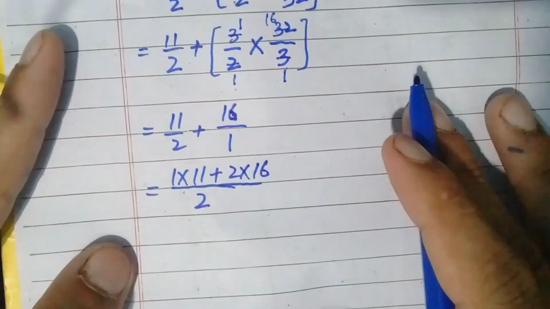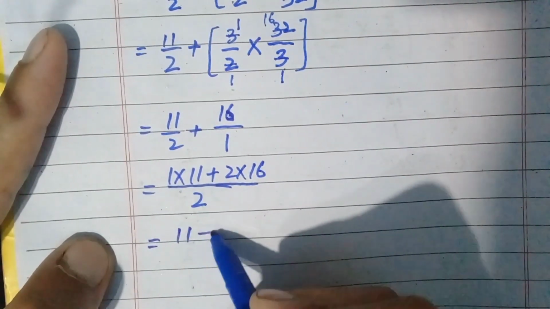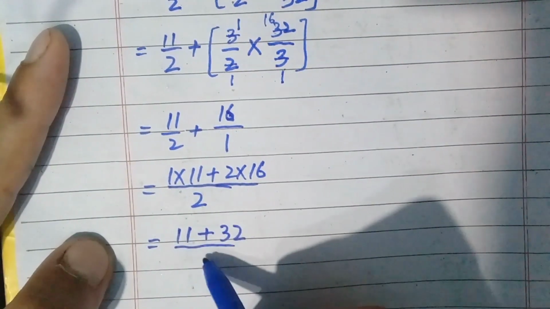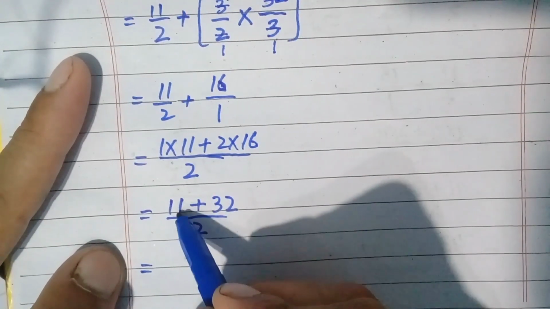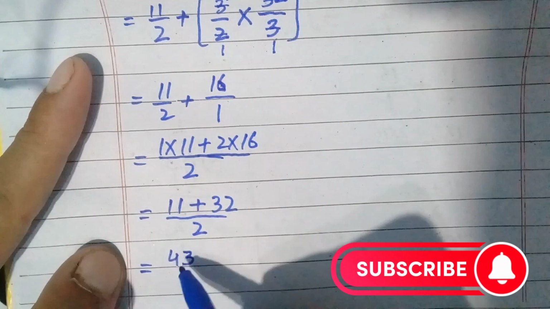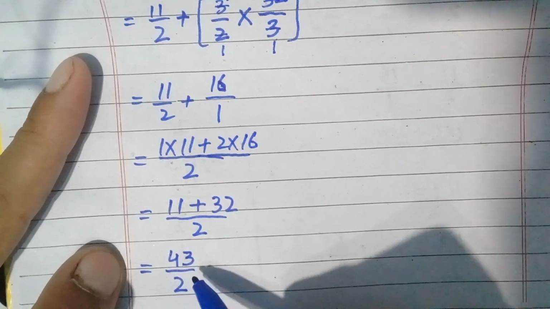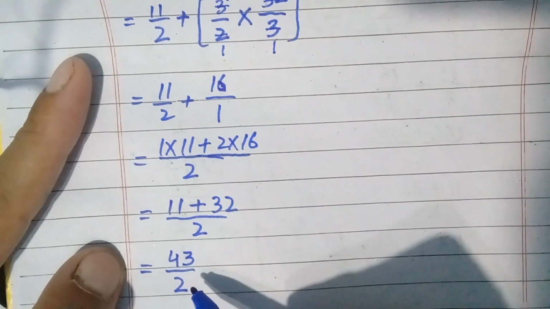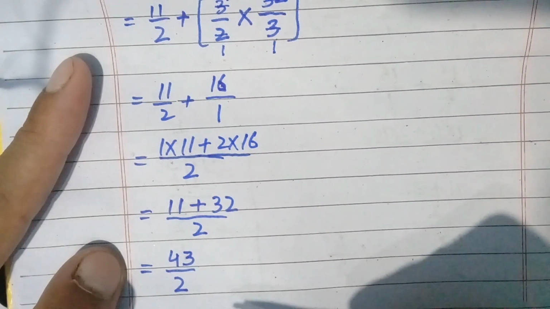Now further simplify this. 1 times 11 is 11 plus 2 times 16 is 32 divided by 2. Now add numbers in the numerator. So 11 plus 32 is 43 divided by 2. Now my dears, are you looking that this answer is in improper fraction? So we will change this improper fraction into mixed fraction because the question was given in the mixed fraction.